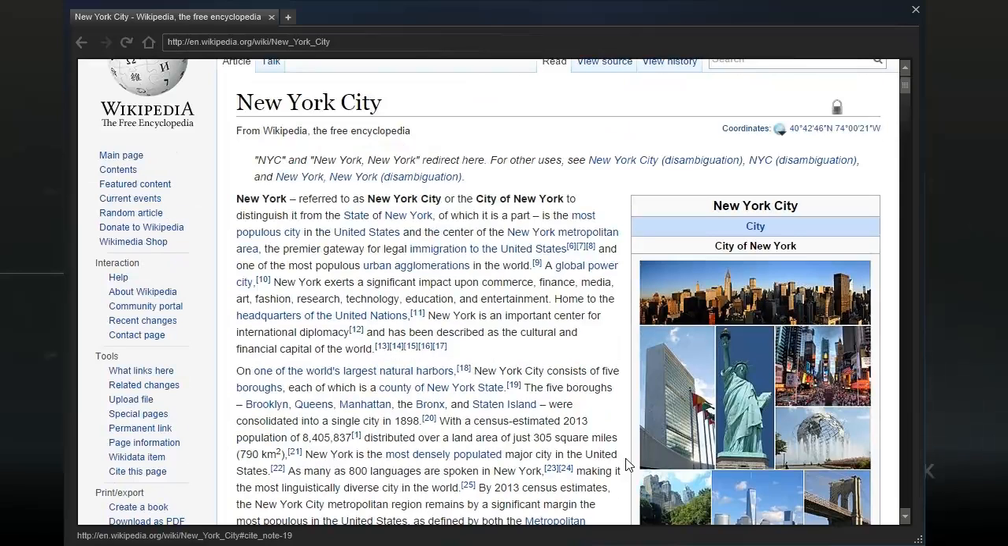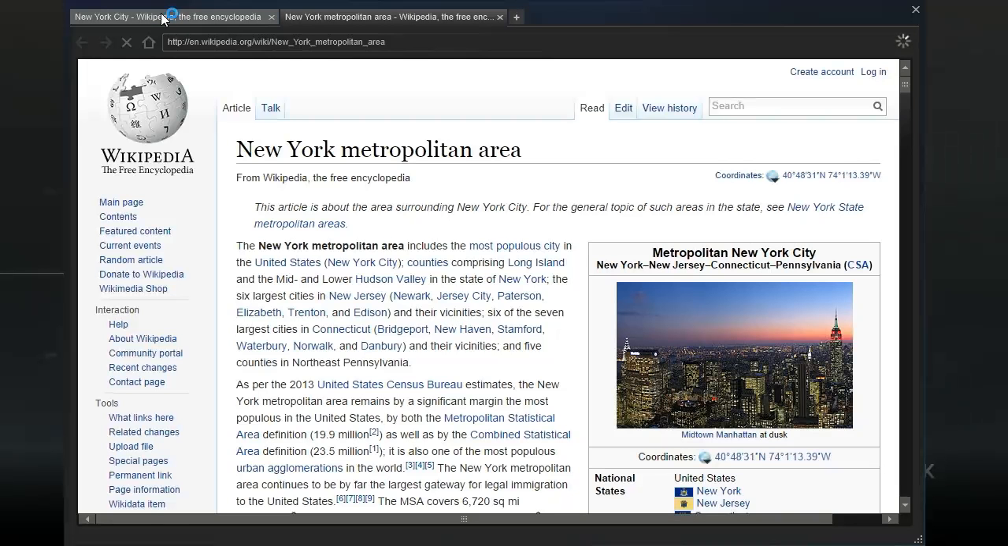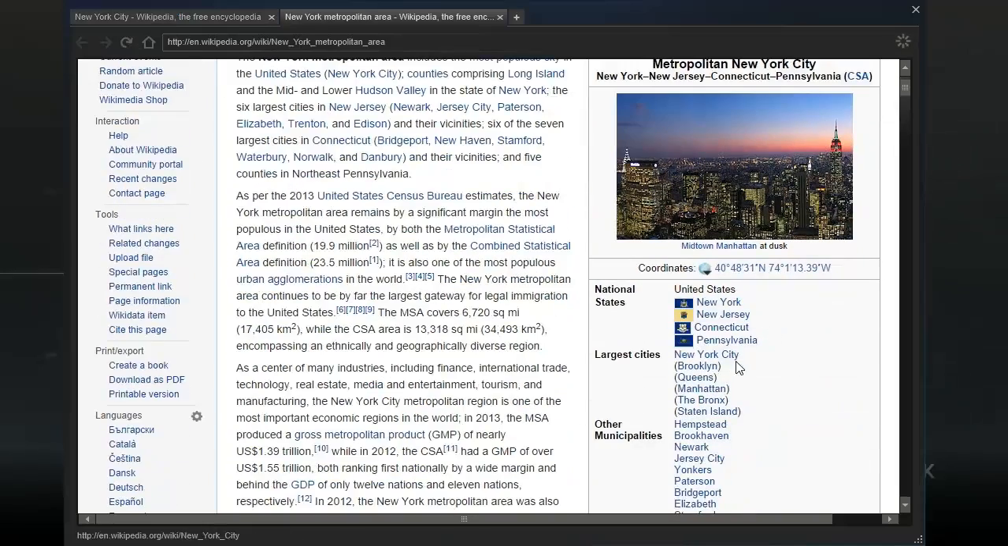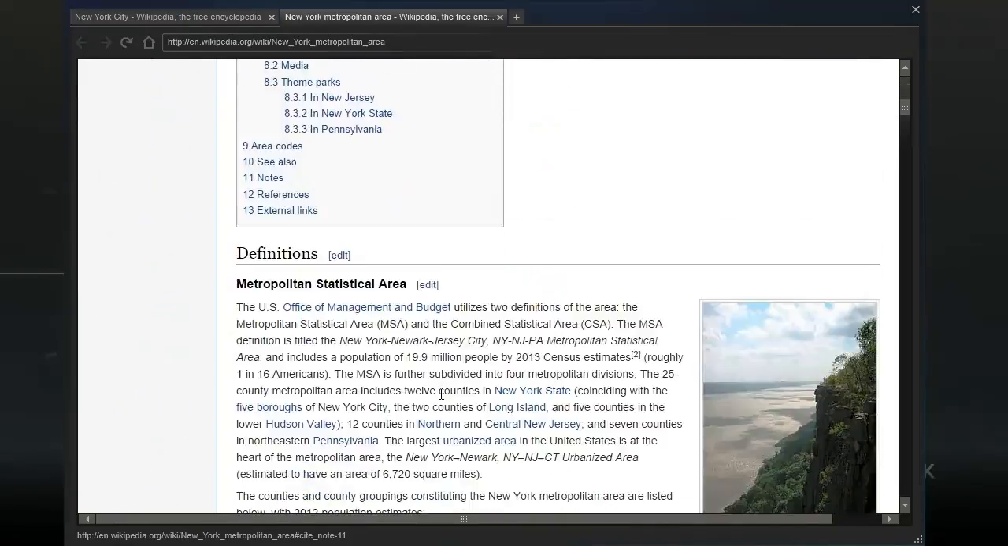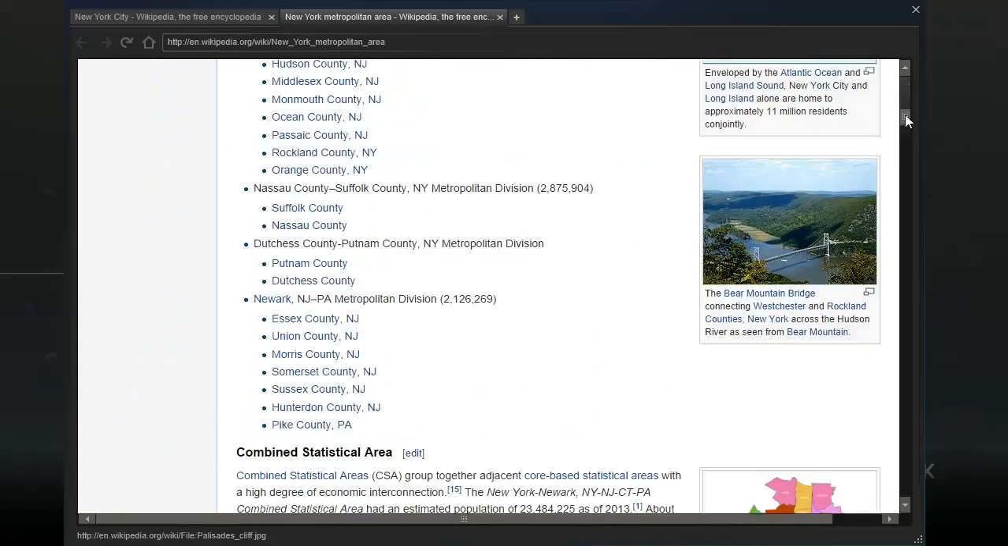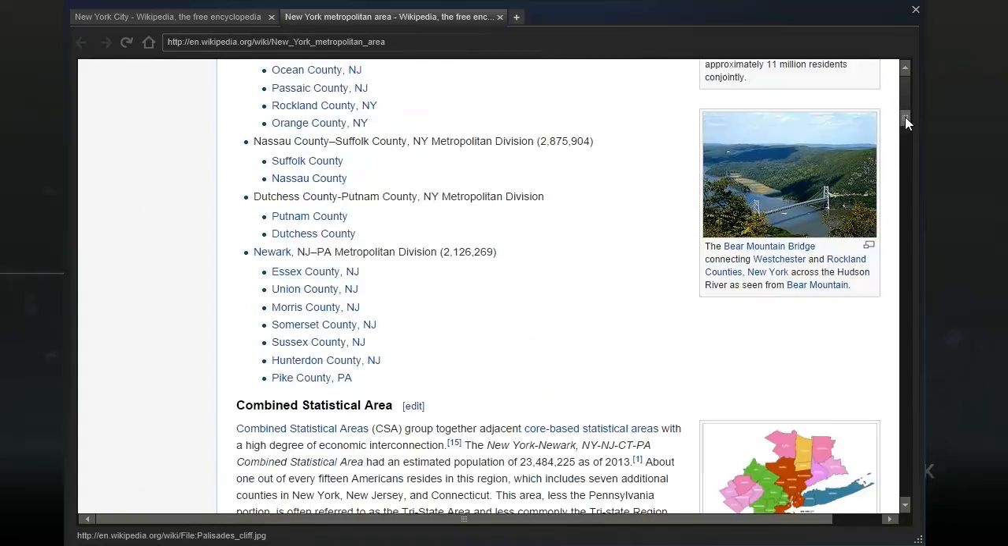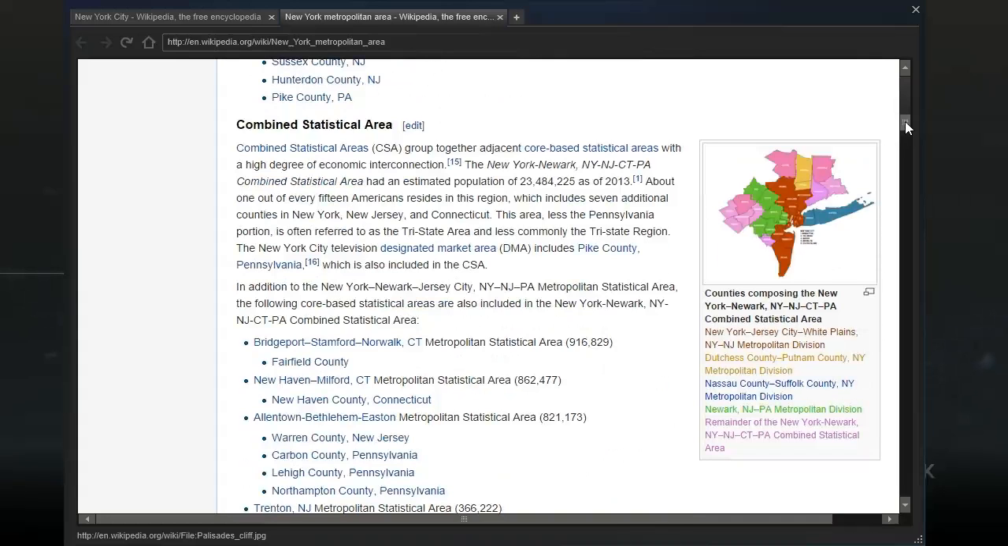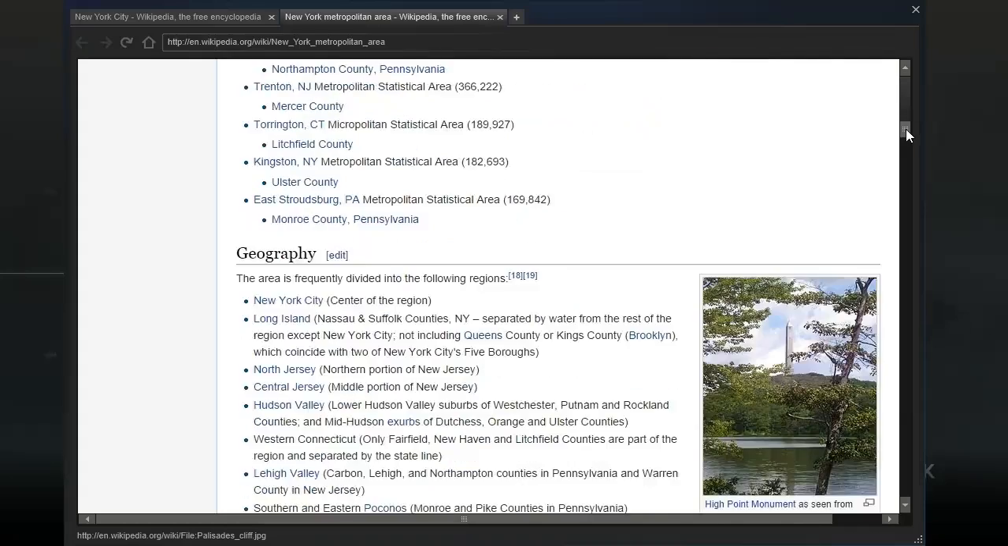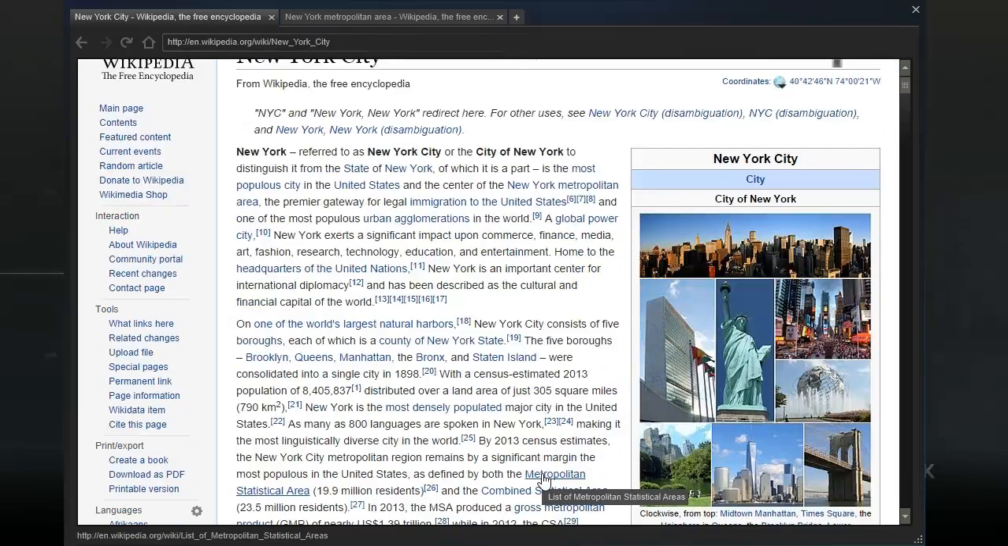New York, referred to as New York City or the City of New York to distinguish it from the state of New York, of which it is a part, is the most populous city in the United States and the center of the New York metropolitan area. Maybe I want this instead. That might actually be more useful, although maybe not because the actual metropolitan area is massive. The New York metropolitan area is huge. Alright, let's just stick with this for now.